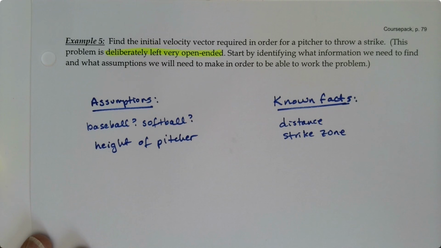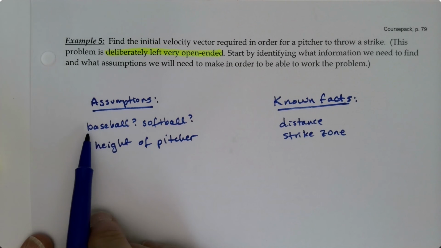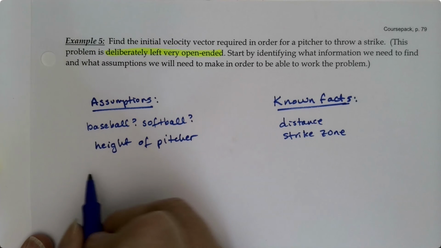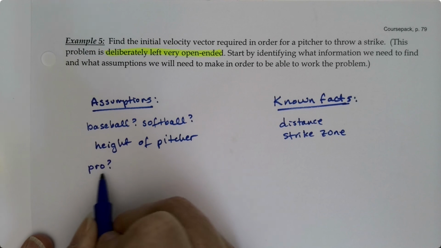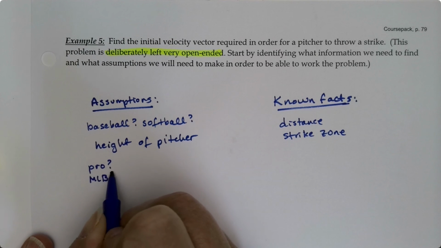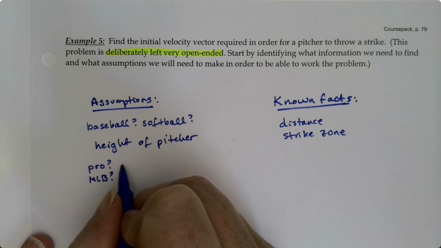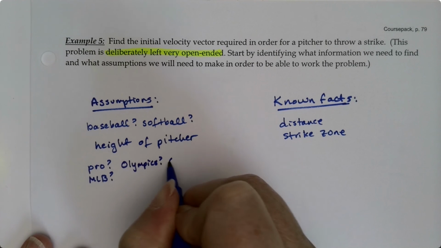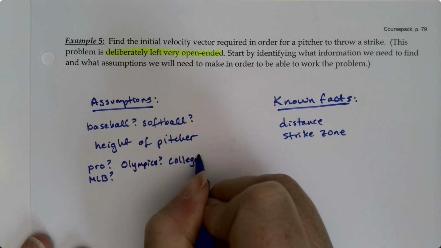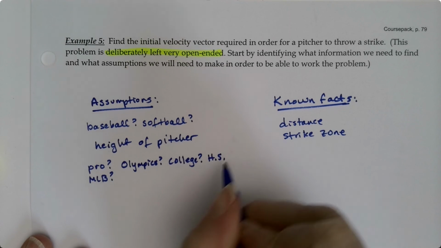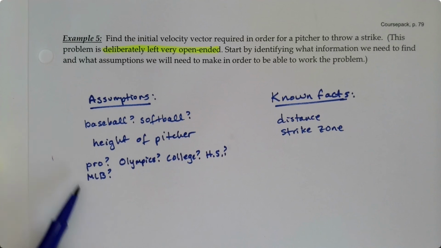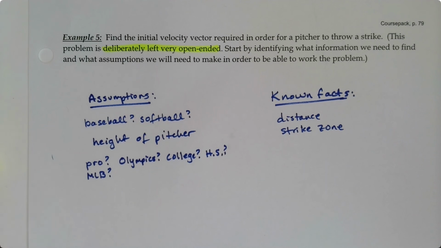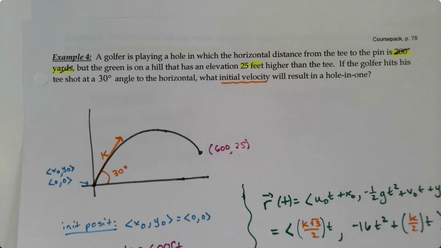And I should also add, not only baseball or softball, but are you talking professionals? Are you talking about Major League Baseball or Major League Softball? I don't know, is there Major League Softball? Are we talking about college? Are we talking about the Olympics? College, high school? What are we talking about here? So you want to really lay out what your assumptions are and then figure out the facts from there to be able to set up the problem so that you can do it like this.